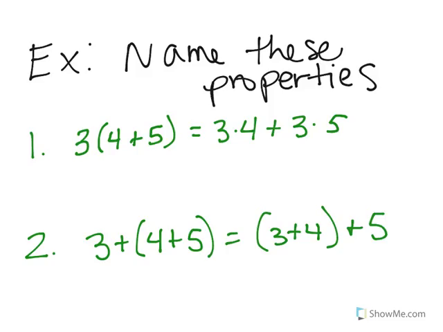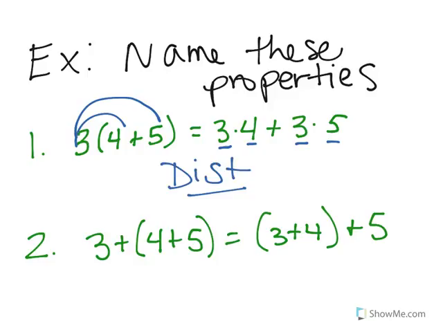I asked you to name these properties. So if we look at this property, it says 3 times 4 plus 3 times 5. So it looks like that 3 is being distributed to both numbers inside the parentheses. So this is going to be the distributive property. Just write DIST for short.